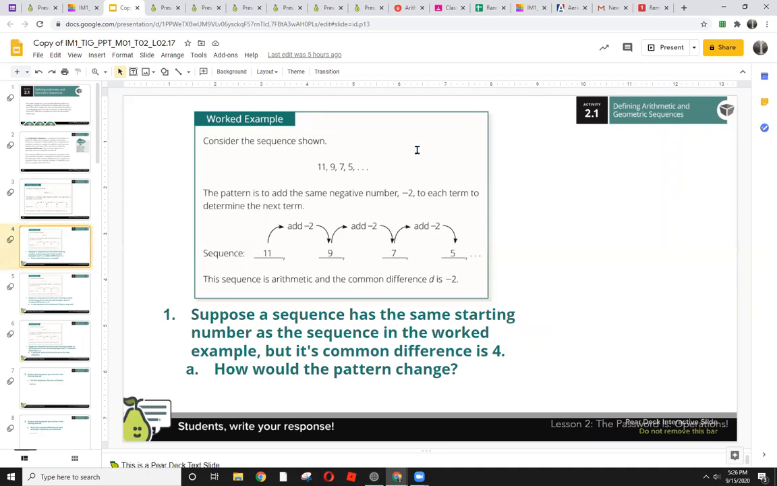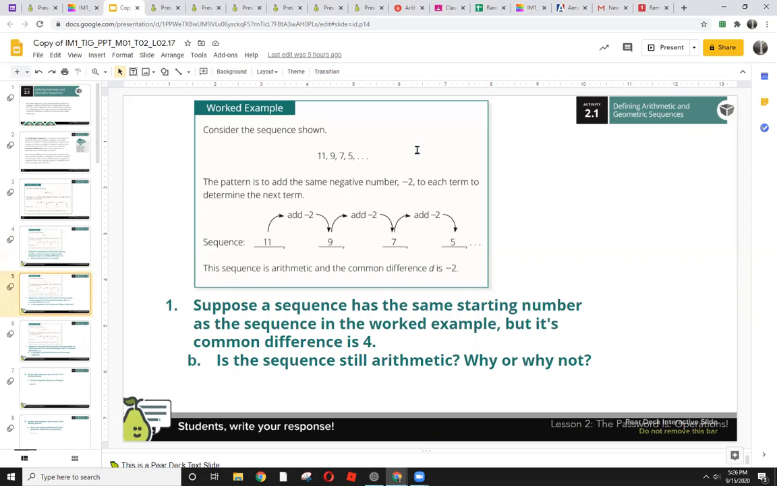If you change it from adding -2 to adding 4, how would the pattern change? Then it would be increasing instead of decreasing. On this one, it will still be an arithmetic sequence because your common difference is a constant. It's still 4. You're just adding 4, adding 4, adding 4. As long as that's happening, it should remain an arithmetic sequence.